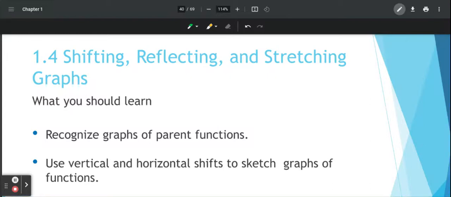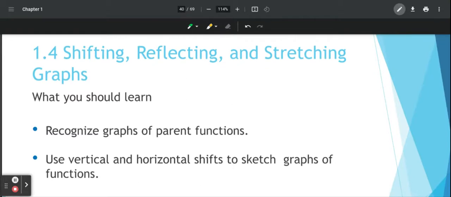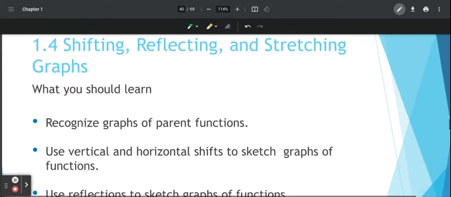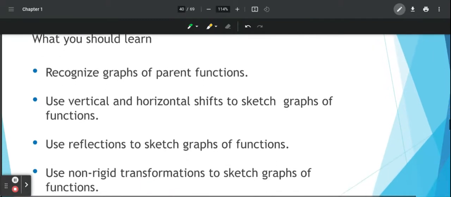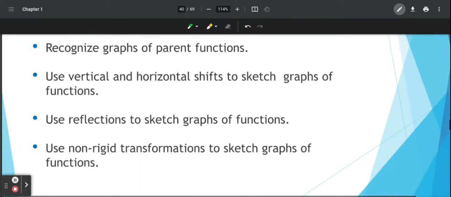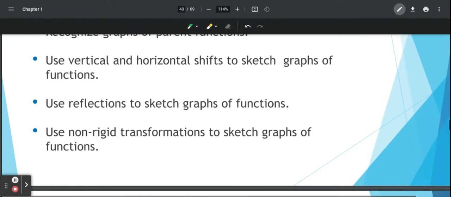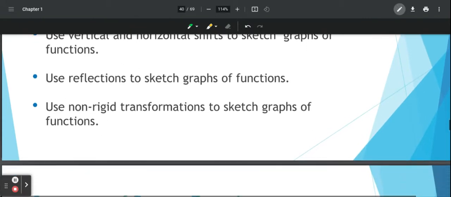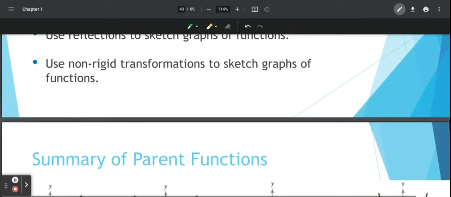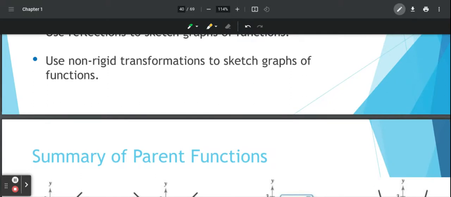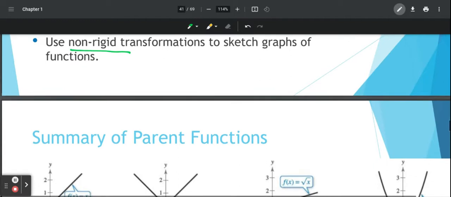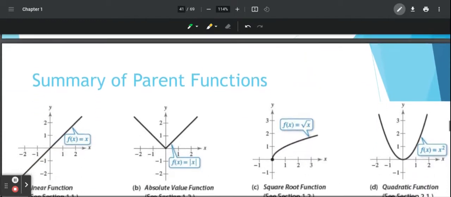Section 1.4 is getting into transformations: shifting, reflecting, and stretching graphs. And we'll do more with this later too, especially with trig functions. This is just kind of that reminder of transformations. We'll look back at our parent functions, use vertical and horizontal shifts to sketch graphs, use reflections to sketch graphs, and use non-rigid transformations.